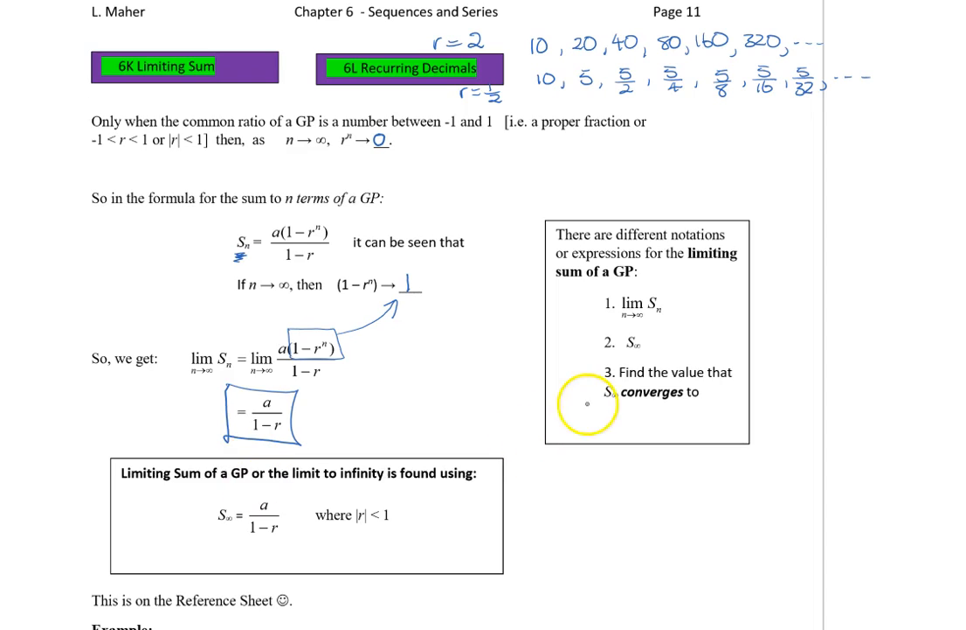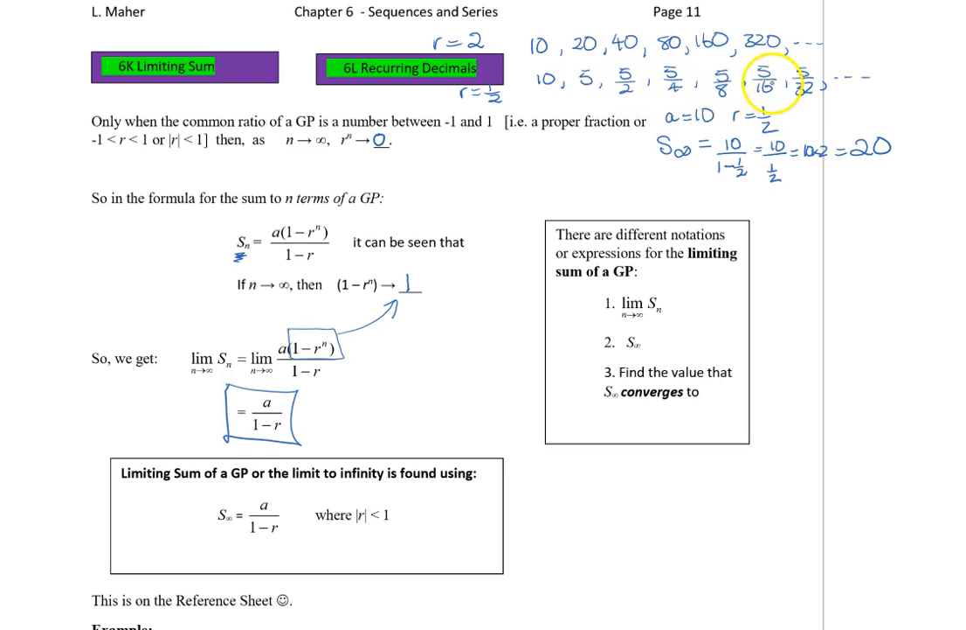So back to our example up here, where a was equal to 10, r is equal to 1/2, our limiting sum, our sum to infinity, as our number of terms got bigger and bigger, what did our sum actually become? Well, a is 10 over 1 minus simply 1/2. So that's 10 divided by 1/2, divide by a fraction, multiply by 2. Our sum is 20.